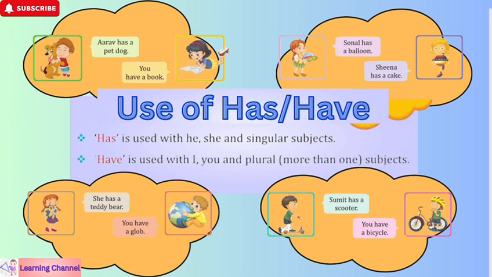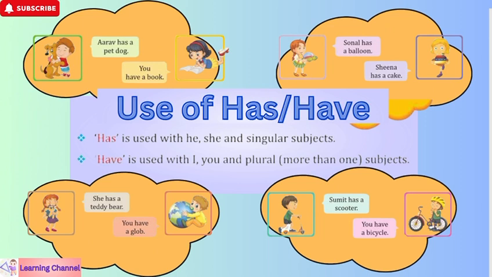So let's begin. We will study the use of has and have in this lesson. Has is used with he, she, and singular subjects. On the other hand, have is used with I, you, and plural, more than one, subjects.